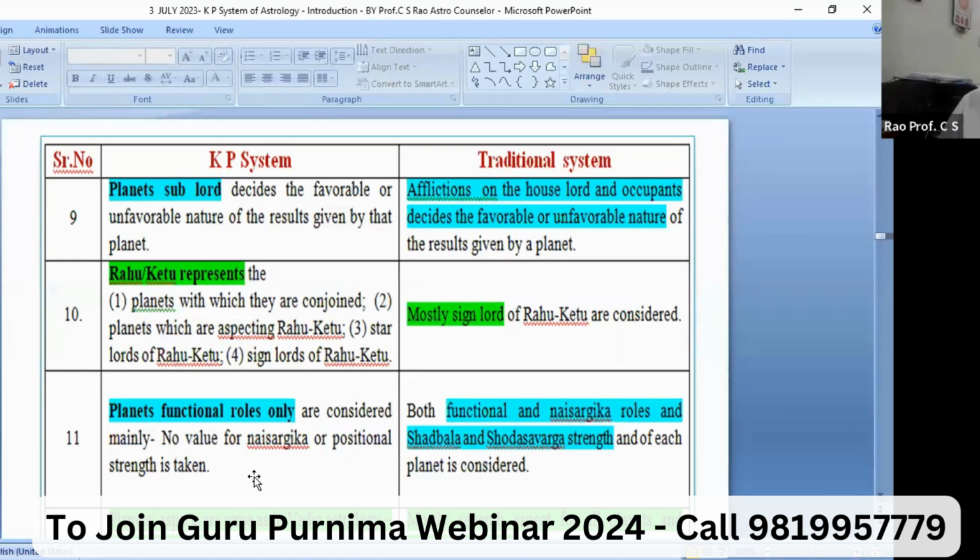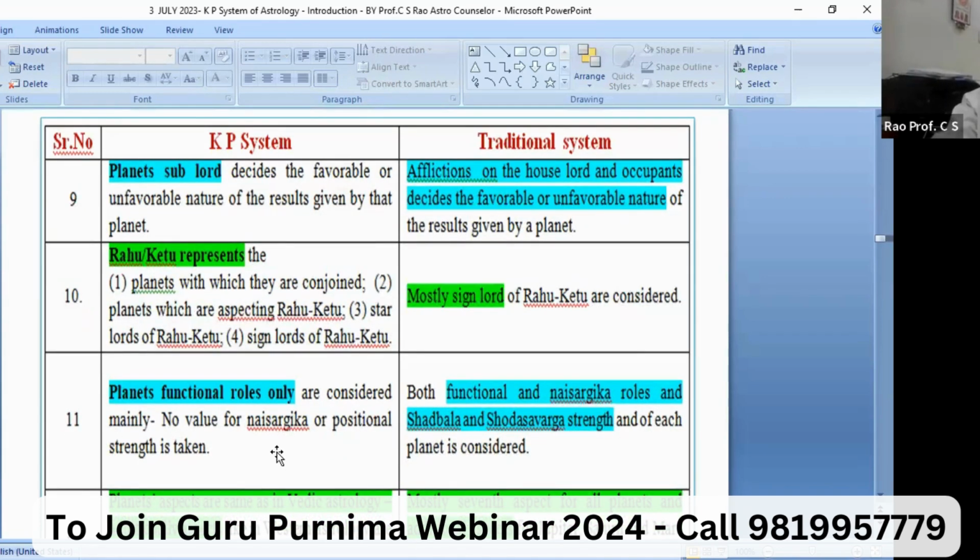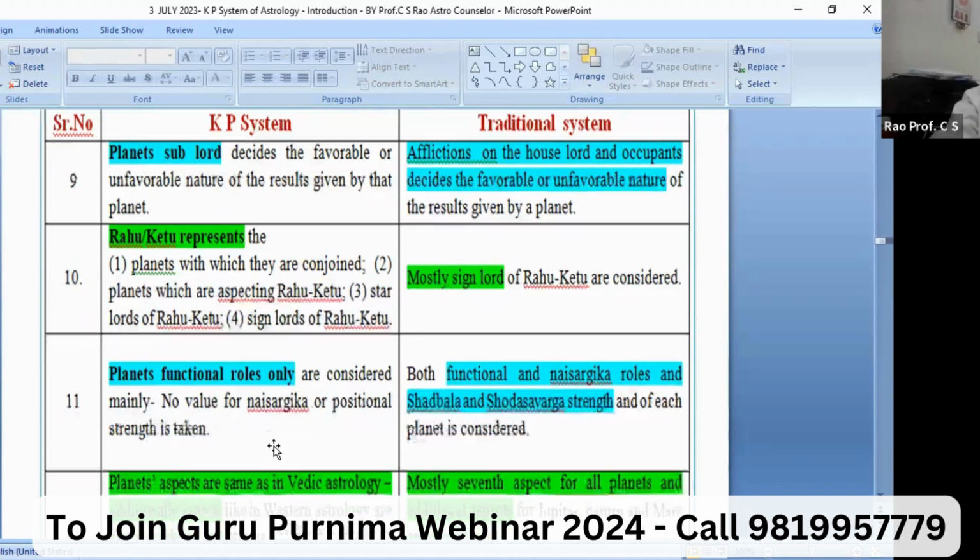I don't deny the research people are doing on the KP system. That is also valid in some horary systems and other things like that. There are certain other principles to interpret a retro planet in the horary system. Yeah, so these are the things.